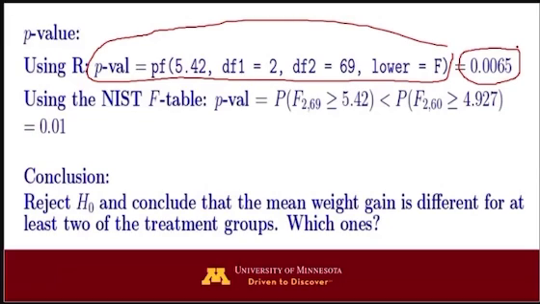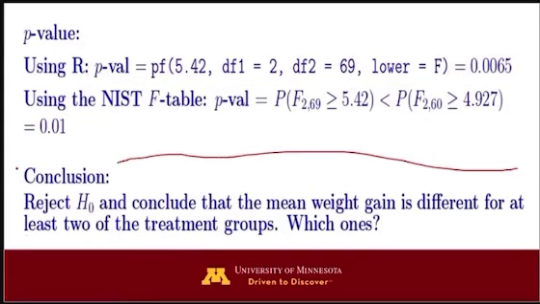Now, if you look at this p-value, it's 0.0065. It's less than the level of significance given. So the level of significance is 0.01 or 0.05. That value is less than that. And when it is less, then you're going to come to the conclusion. The conclusion is rejecting H naught. And this is where you say reject H naught and conclude that the mean weight gain is different for at least two of the groups. It's different for at least two of the groups.